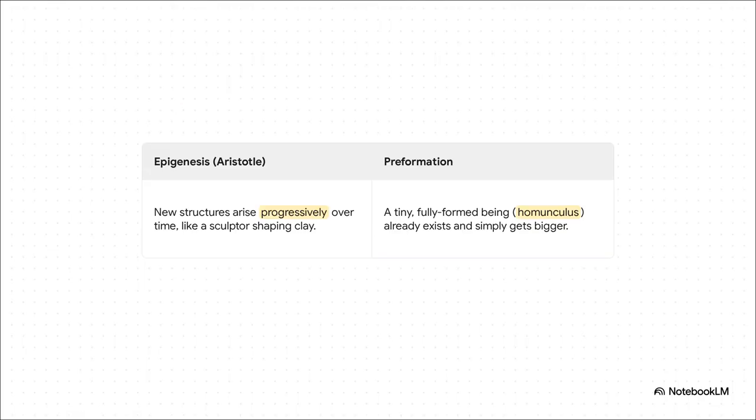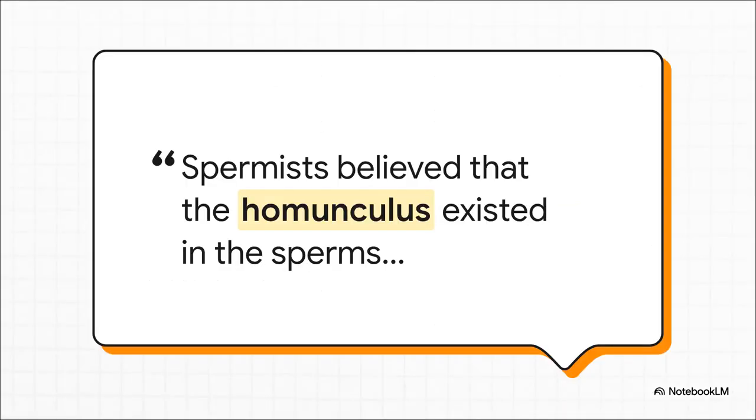On one side, you had Aristotle's theory of epigenesis, the idea that new structures are formed progressively, kind of like a sculptor carefully shaping a block of clay. And on the other side, you had preformation, the belief that a tiny, fully formed being was already there from the start and just needed to grow. And this preformation idea led to one of the most famous and kind of weird ideas in the history of biology, the homunculus. These scientists, the spermists, genuinely believed that a perfectly formed, miniature person was just curled up inside every sperm. It's a fascinating theory, for sure, but better microscopes eventually proved it wrong.